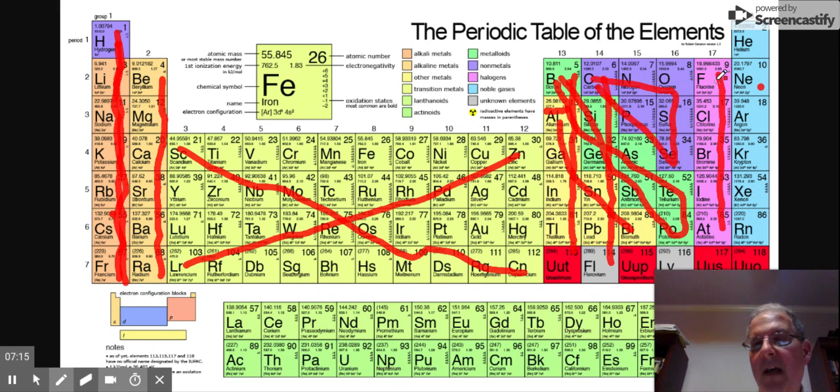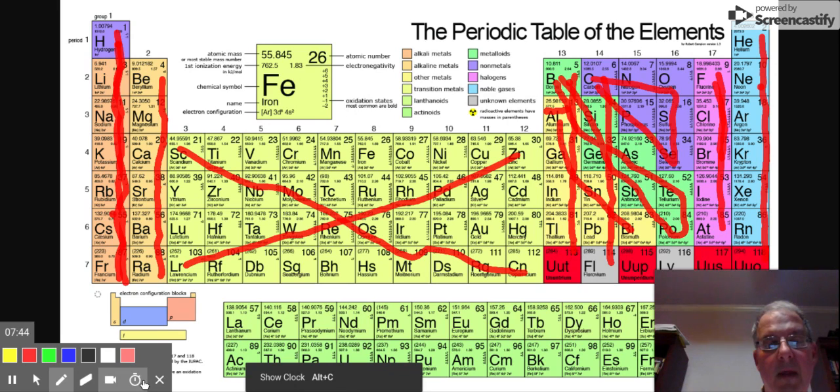This second to last column, group 17, is called the halogens. And this last column, I said, had a full shell of 8 electrons. So they don't like to react with anything else. They like to set themselves apart. And that's what gave them the name noble gases, because they were too good to react with any of these others.